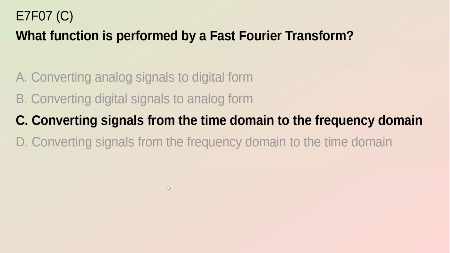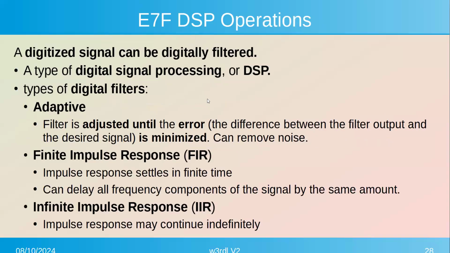So we convert time domain to frequency domain. Okay, so we can filter a digital signal by creating a digital filter. There's kind of 3 types. There's what's called adaptive, which is kind of a modified version of a finite impulse. There's finite impulse response and infinite impulse response.